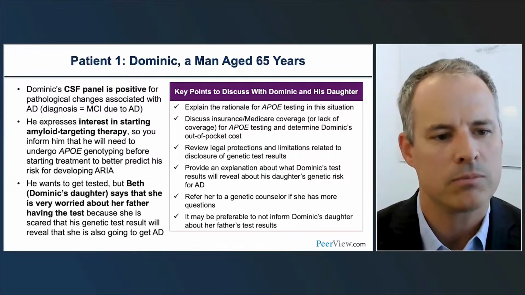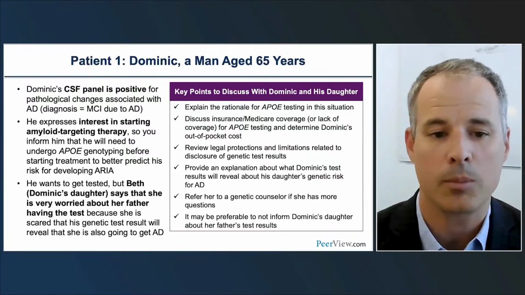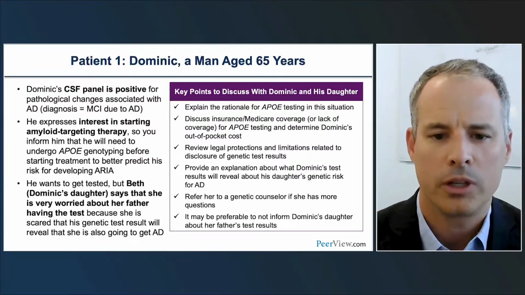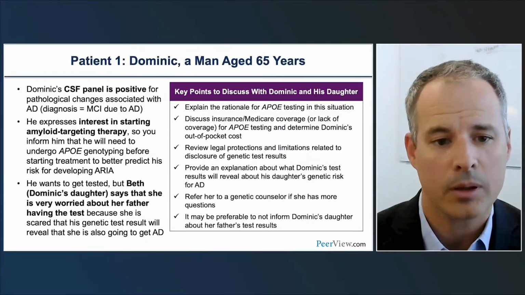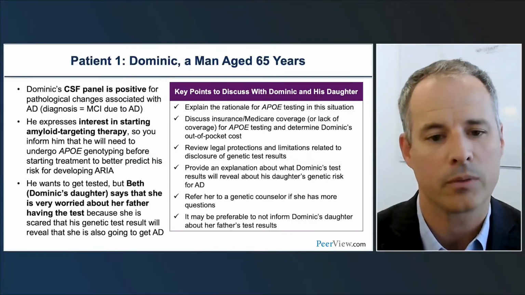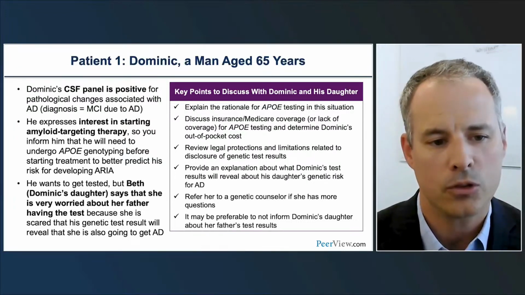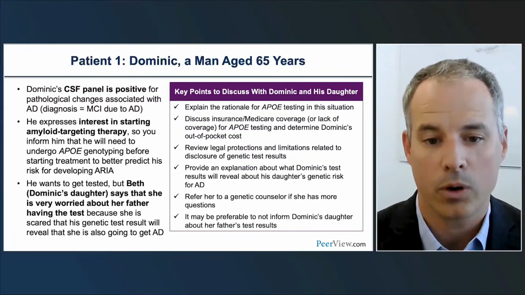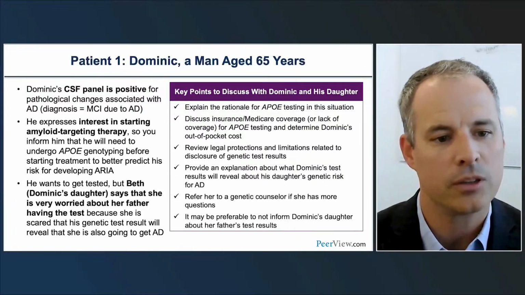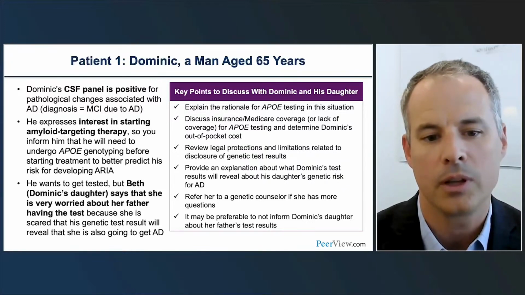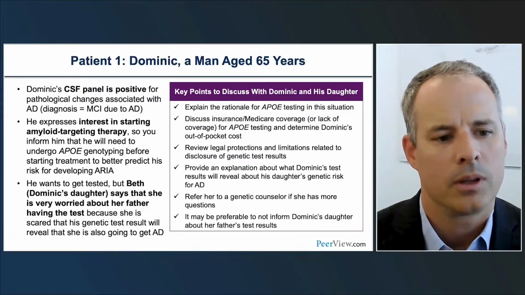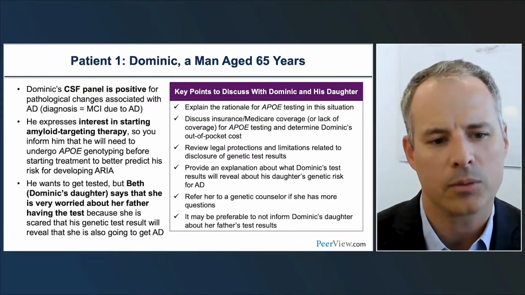After some discussion, he expresses interest in amyloid-targeted therapies, and he is told that he needs to undergo ApoE genotyping to predict his risk of developing ARIA. He is interested in this, wants to get testing, but his daughter, Beth, is very worried about her father having the test because she is scared that this genetic test will reveal that she is also going to get Alzheimer's disease. And so there are some key points to discuss with Dominic and his daughter.